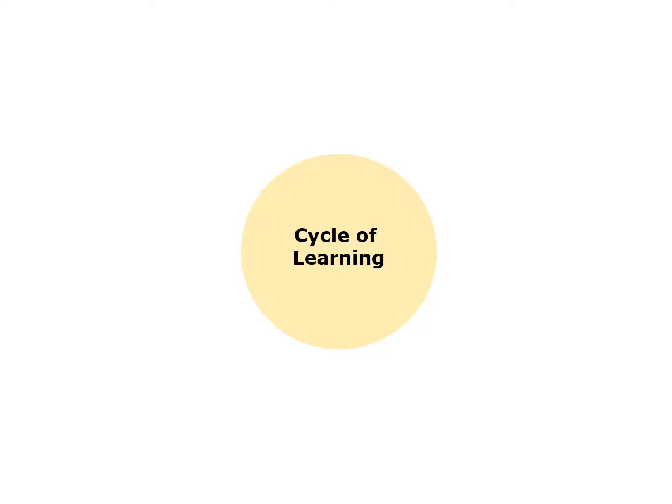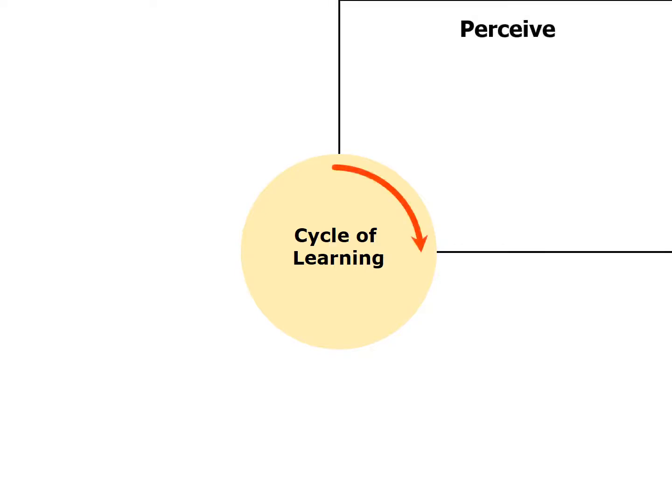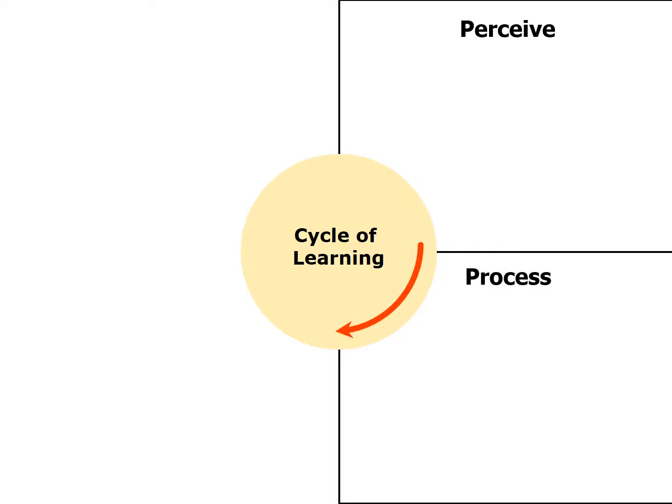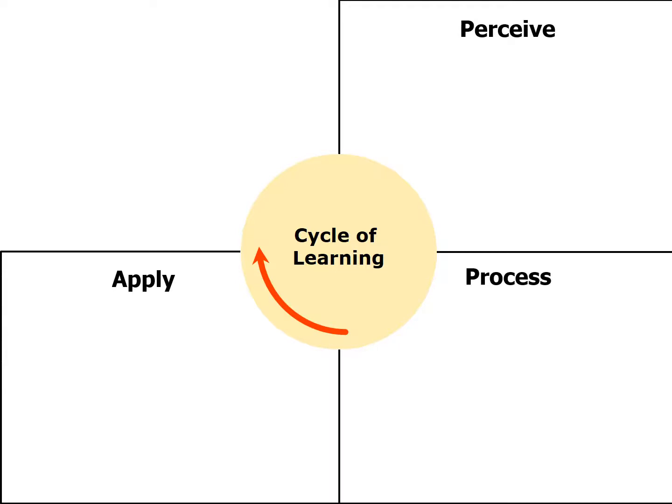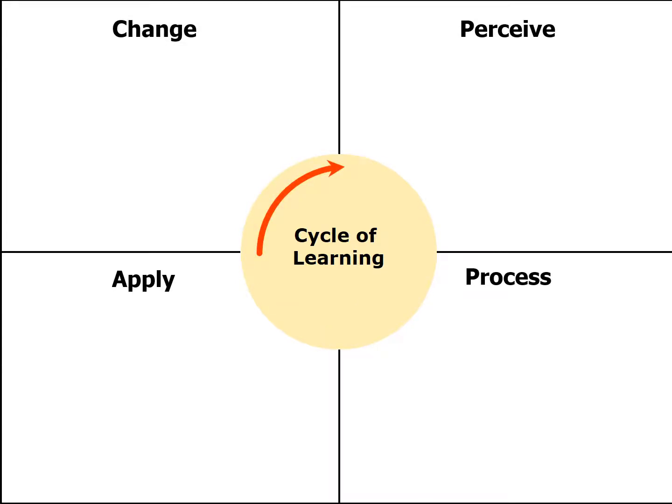We'll begin by going over the cycle of learning. This is the process we each go through to learn these natural laws and to grow. We first perceive and identify a problem, we process and understand why it's happening, we apply what we learned, and we change. Now some people go through this process very quickly and others very slowly. Each of us learn at a different rate.